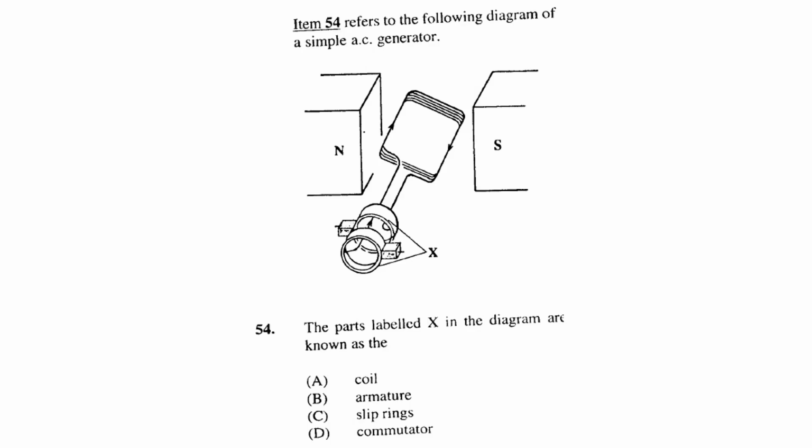Number 54. Here we have the diagram of a simple AC generator. The parts labeled X in the diagram are known as the A, coil, B, armature, C, slip rings, or D, commutator. Well, look at X. What are those? They're circular. They're in the shape of rings. The answer is C, slip rings.